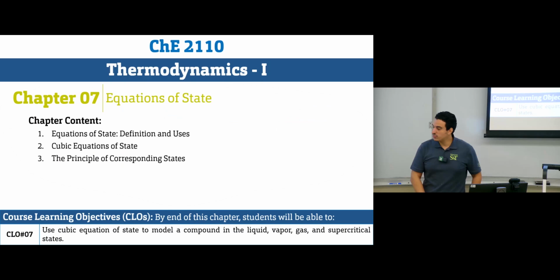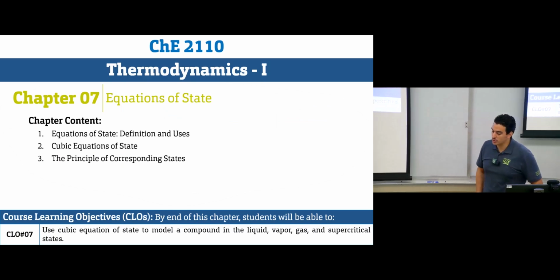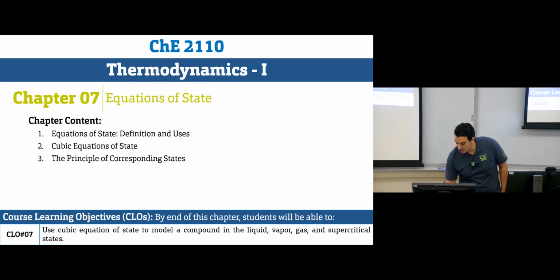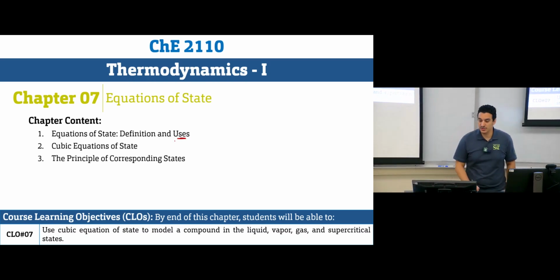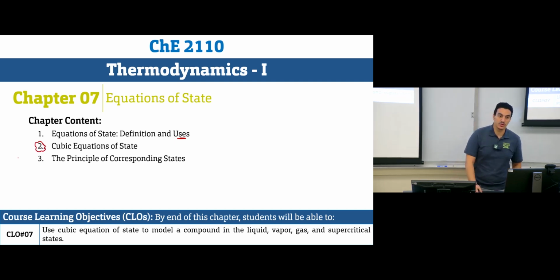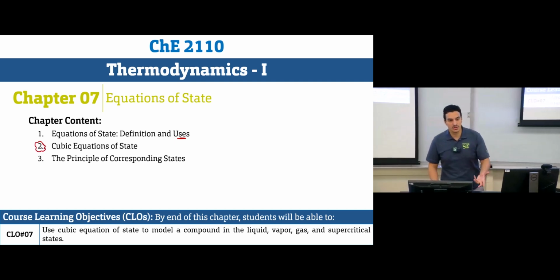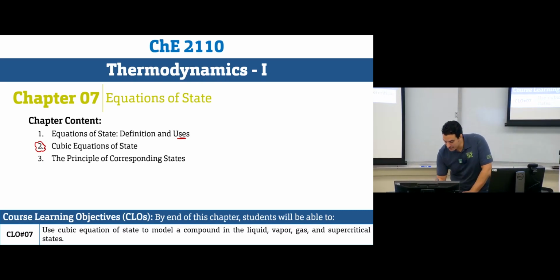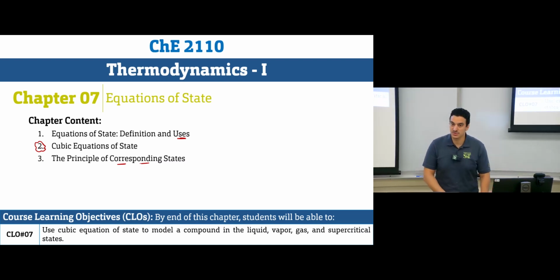So in chapter 7 we will talk about the equation of state. We'll start with introducing what is meant by equation of state and what are the uses of these equations of state. The most important one is the cubic equation of state, so we'll explain what is meant by the cubic equation of state, why they are called equations of state, and why they are called cubic. And then we have another principle, called the principle of corresponding states, another way that we can use to find the properties of the substances we have.